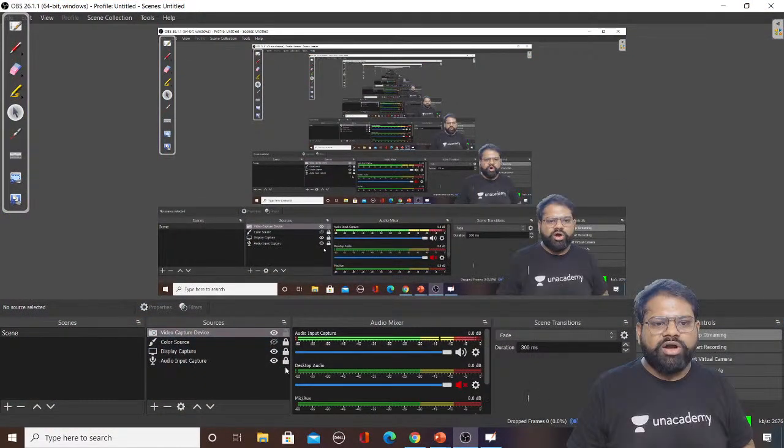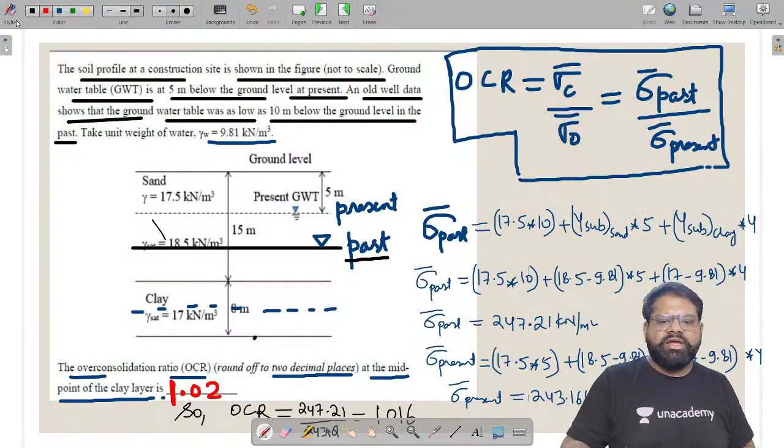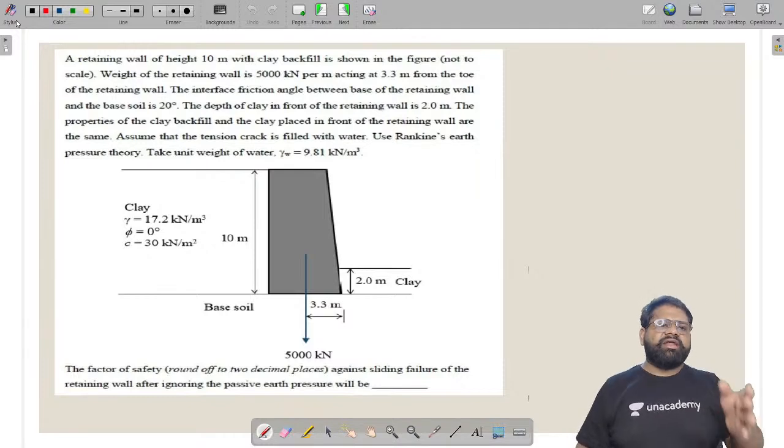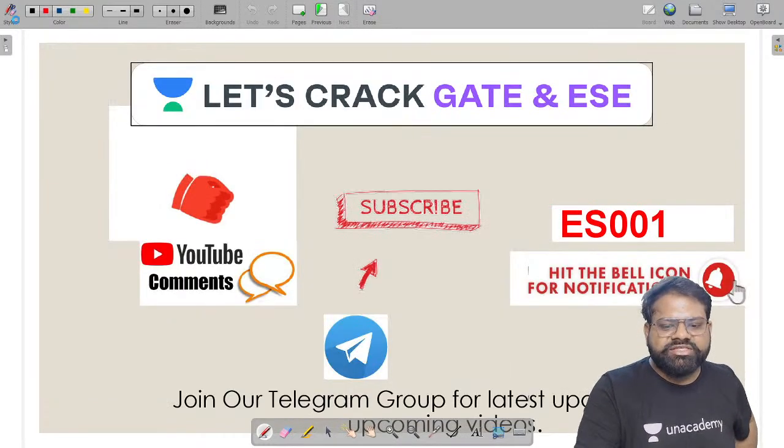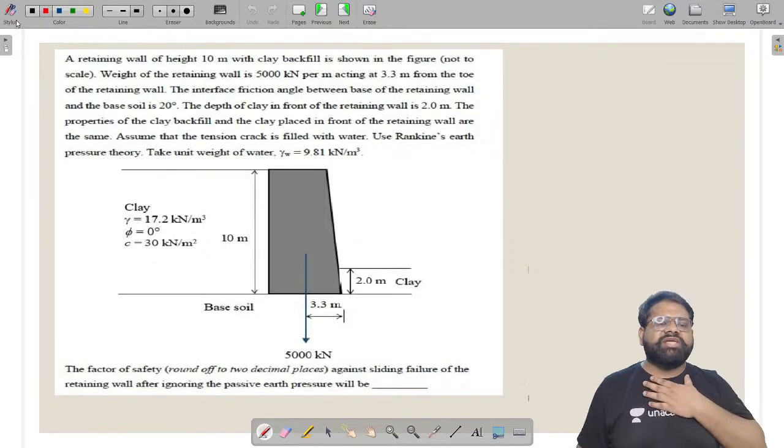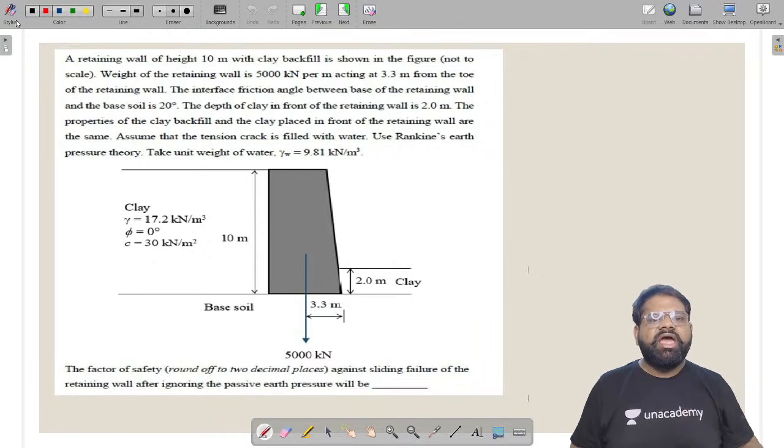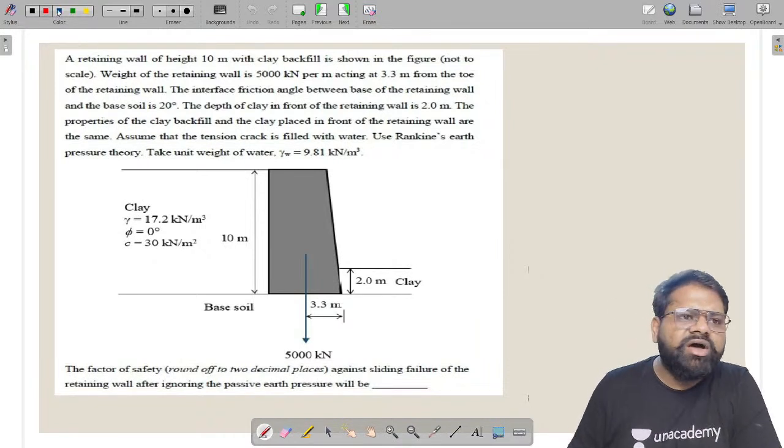Now we are moving towards the next question, which came in the GATE examination. This is the last question of the forenoon session. It is also a very easy and very important question that came in the forenoon session.